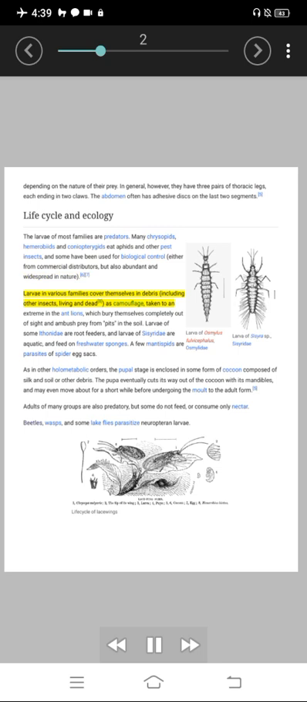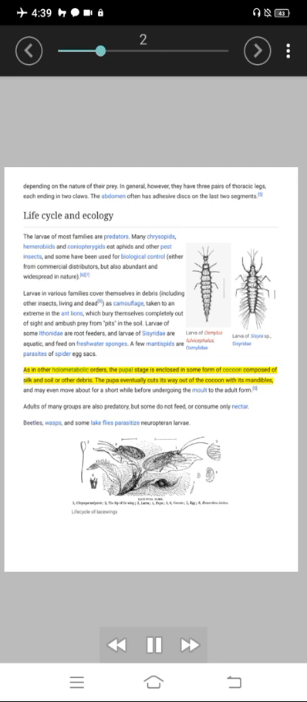As camouflage, taken to an extreme in the ant lions, which bury themselves completely out of sight and ambush prey from pits in the soil. Larvae of some Ithonidae are root feeders, and larvae of Ciceridae are aquatic, and feed on freshwater sponges. A few mantispids are parasites of spider egg sacs.